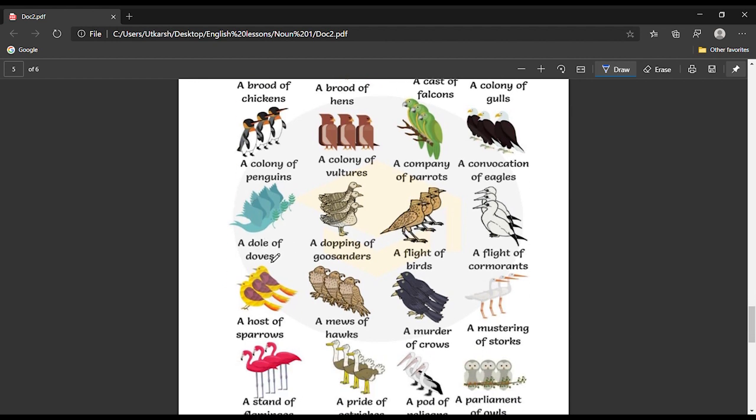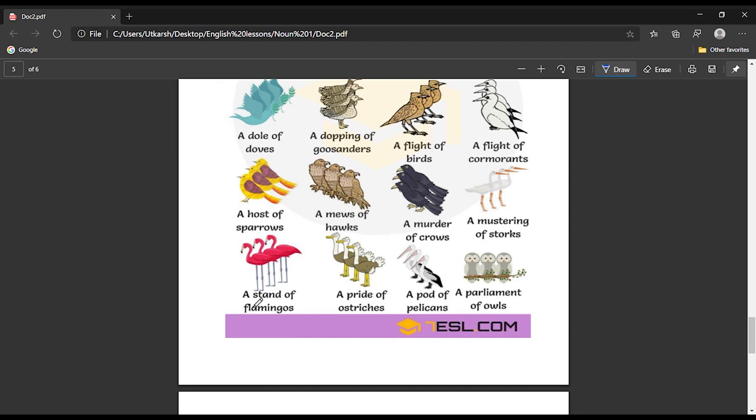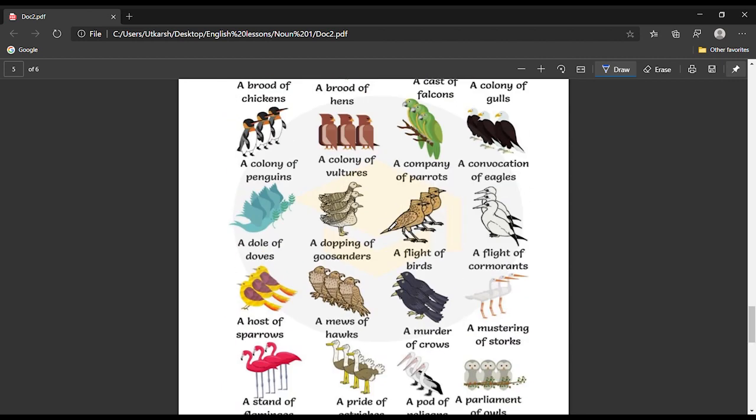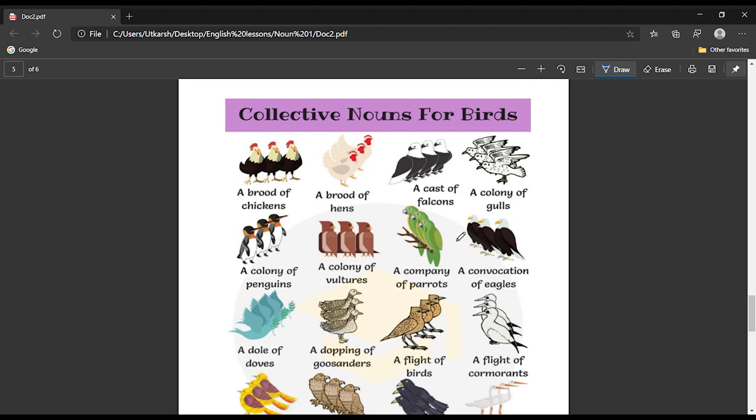A dole of doves, a dropping of goosanders, a flight of birds, a flight of cormorants, a host of sparrows, a mews of hawks, a merger of crows. Interesting phenomena. A merger of crows, a mustering of storks. Then you have a stand of flamingos. It looks like a stand. That is what is called a stand of flamingos, a pride of ostriches, a pod of pelicans, a parliament of owls. These are the collective nouns referred to here for the various types of birds.